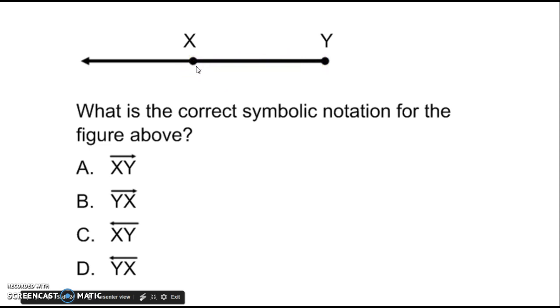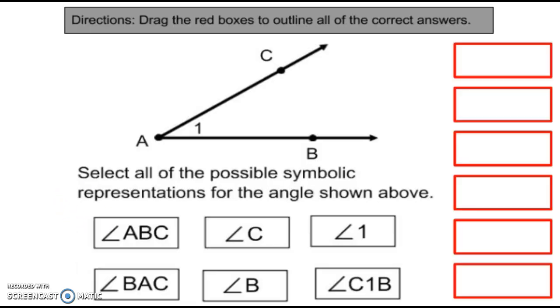The symbolic notation of a ray is a one-sided arrow which should always point to the right. This should appear above the letters. Therefore, I can see that letter B is my correct answer.